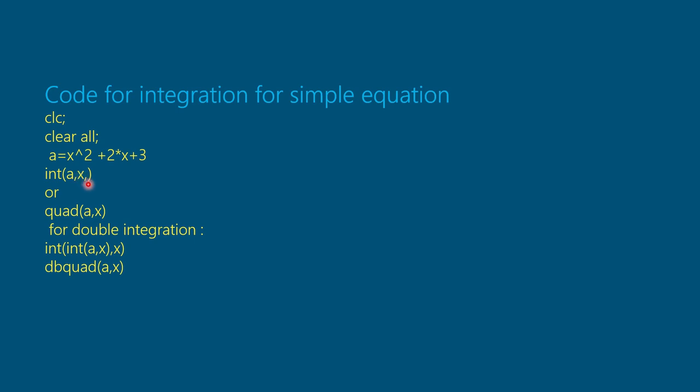Then comma followed by x limit, followed by upper limit and followed by lower limit. In such a way you are going to do it. And also, instead of using the int function, they may also use quad for single integration. For double integration you may use this scenario, or else you may use this scenario also, dblquad, a comma x. Okay, next.